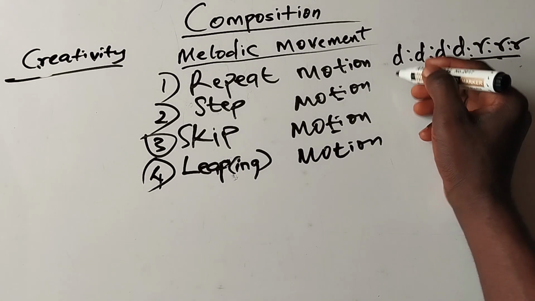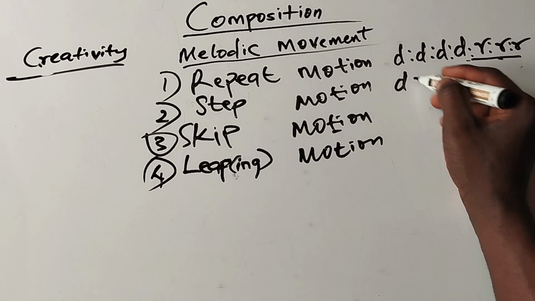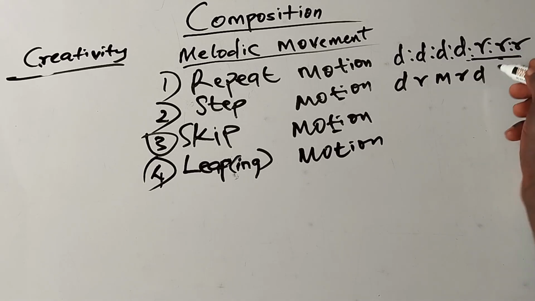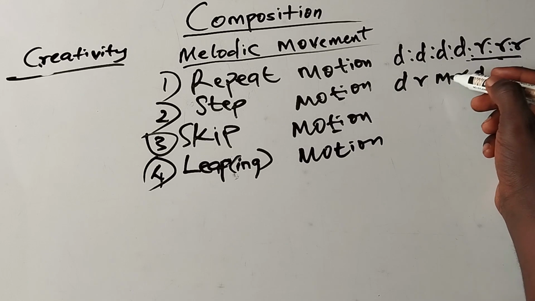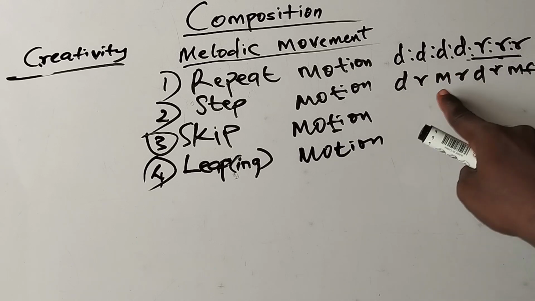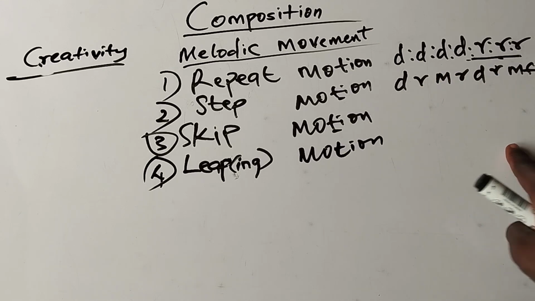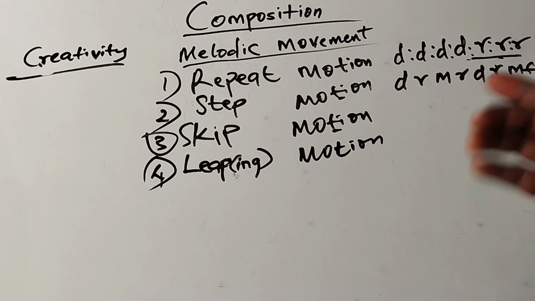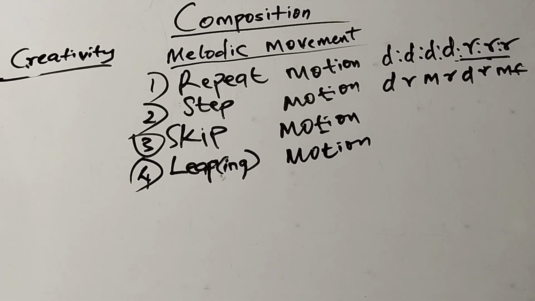Okay, coming to step. If you write do, you write re, write mi, write re, write do. That is step motion. Write re, mi, fa. You see, you just be moving step by step by step. We call it step motion. Do re mi re do re mi fa. So you still see it is moving by steps.